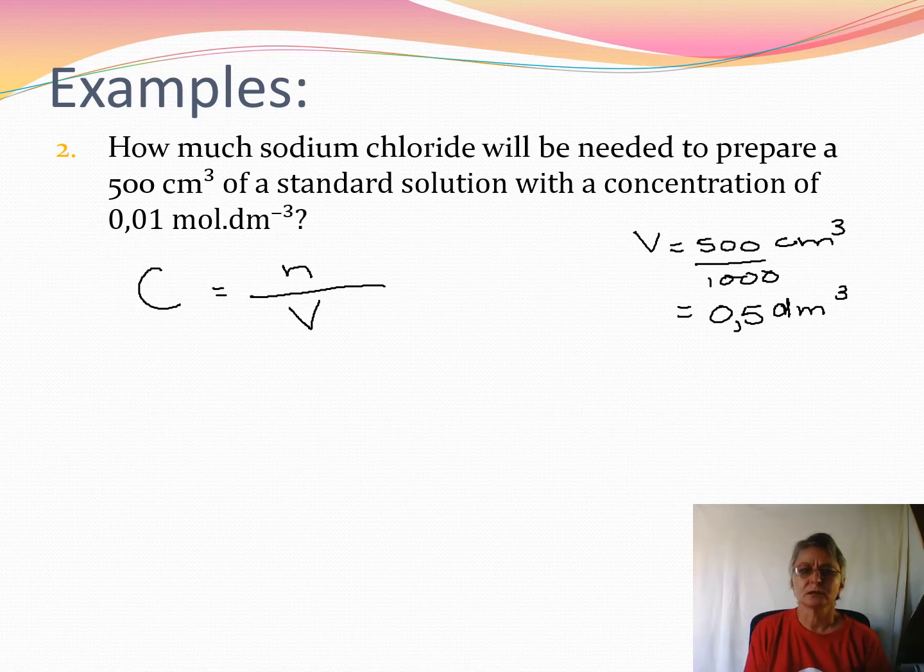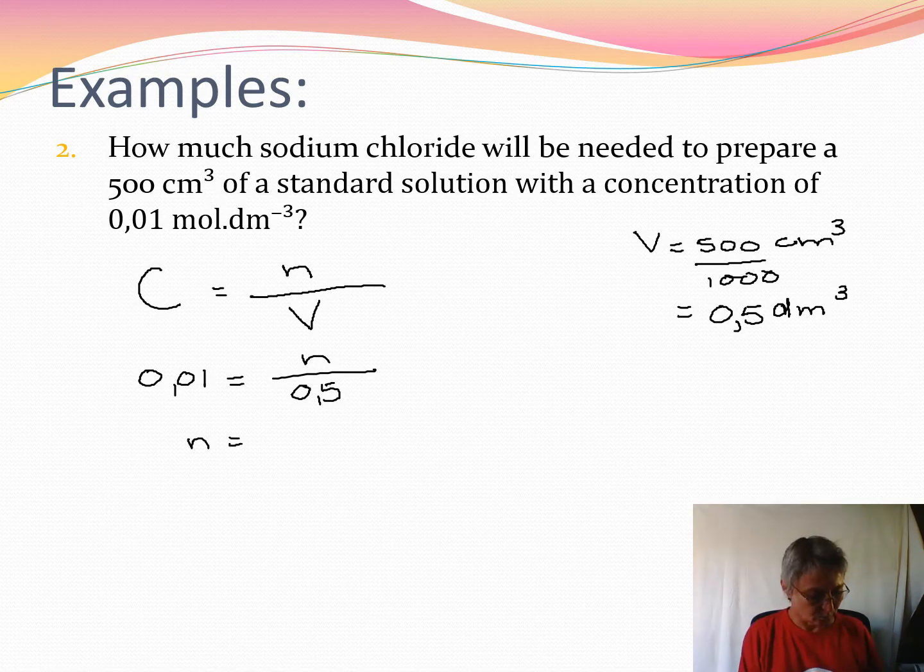So we can calculate: 0.01 is the concentration. You can calculate the moles. 0.5 is the volume. So the mole is 0.5 times 0.01, which is 0.005 mole. Now, how much would most probably mean what is the mass?